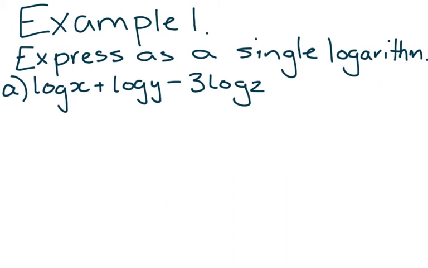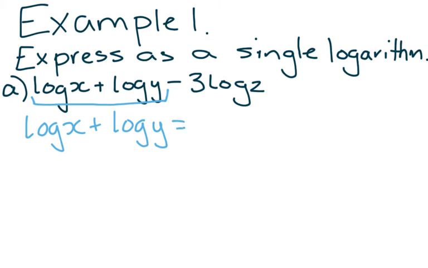So log x plus log y. If we just have a look at that section, I'm just going to underline that. We're going to have log x plus log y. Now, because it's an addition, that means we actually did a multiplication for the logarithm. So it would be the logarithm of x times y.